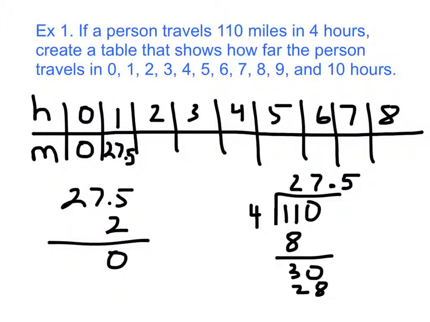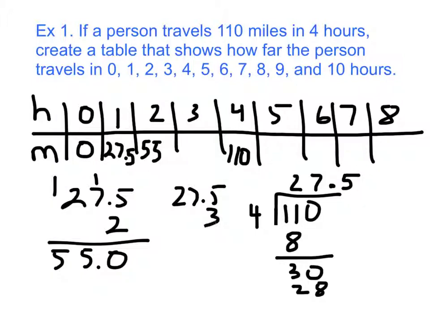So that's 55. So in 2 hours, 55. Then automatically we already know that 4 hours is going to be 110 because that was given to us. So in 3 hours, 27.5 times 3, and it's going to be a 0.5. So 82.5. I want you to fill in 5, 6, 7, and 8.